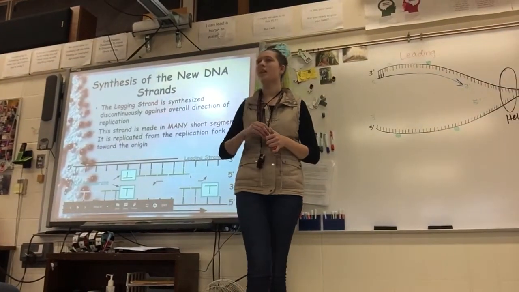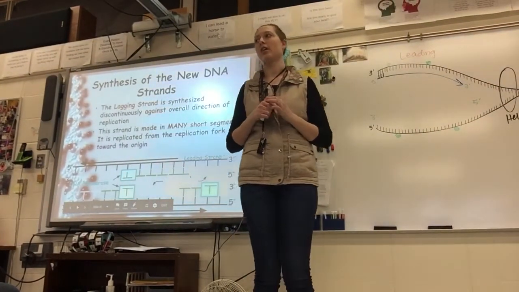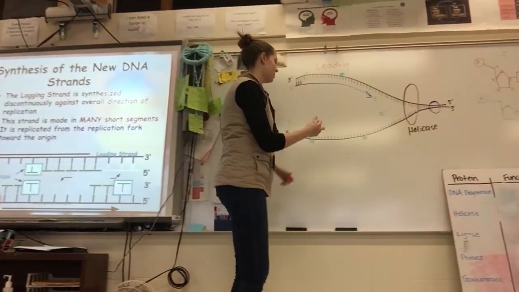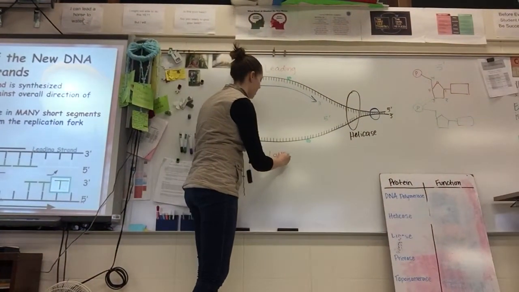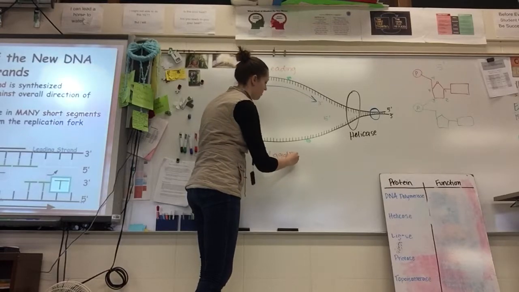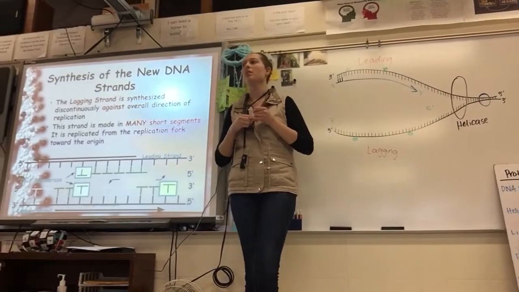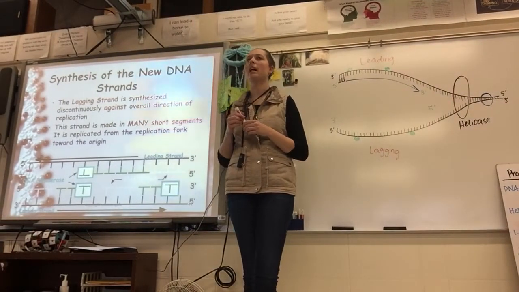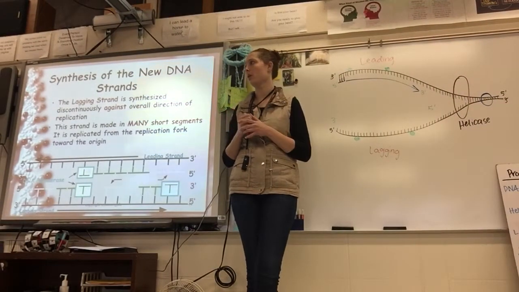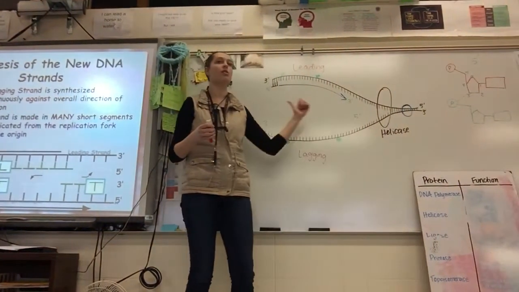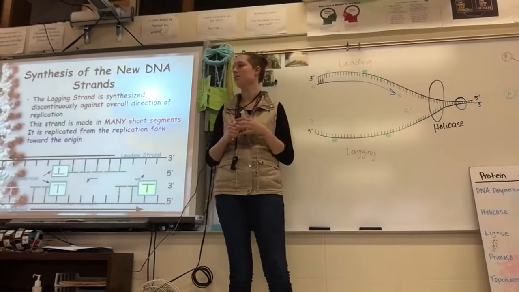The other side then is what we call the lagging strand. This one is kind of the pain in the butt sometimes. So that's the one in this case on the bottom. And it's kind of the pain in the butt because it has to work against the replication fork. So it's going to work going, in this case, to the left, away from the helicase.